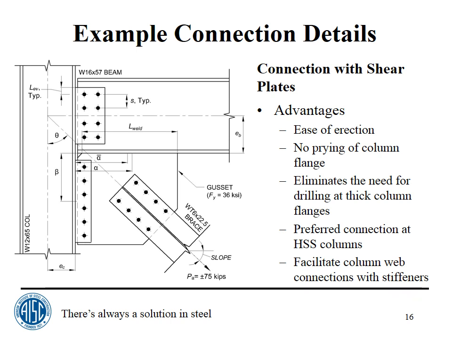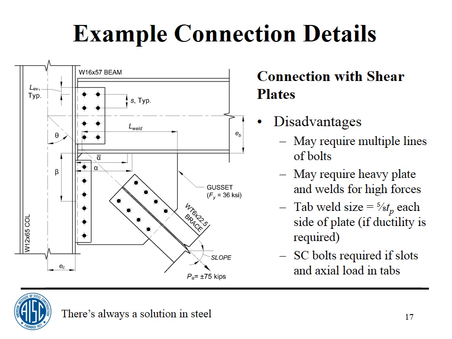Facilitates column web connections with stiffeners. For instance, if there are stiffeners because you've got weak axis moment connections, it's somewhat irrelevant for this type of connection. It's on another plane. What are the different disadvantages?